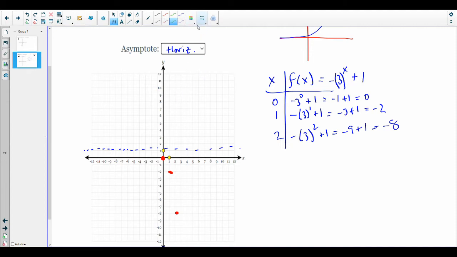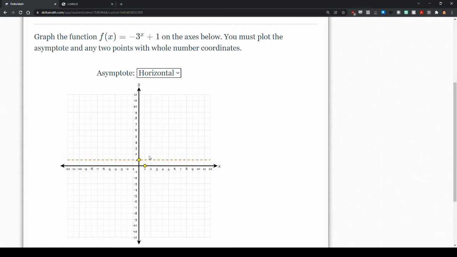So it looks like this function is going to decrease. Wow, I can't draw today. It's going to decrease. I still can't draw. Okay, that's good enough. It's going to decrease on the right, and we'll have an asymptote on the left. So let's move away from my crappy drawing and see if we can do that in Desmos.